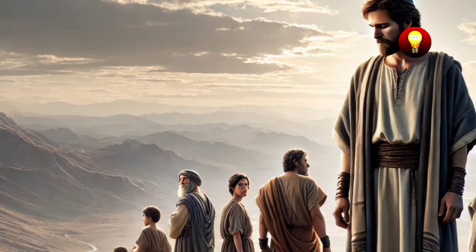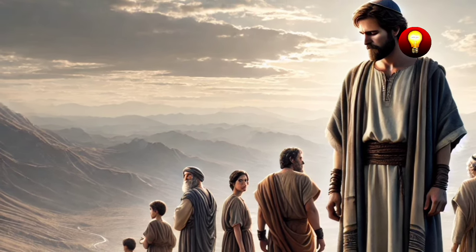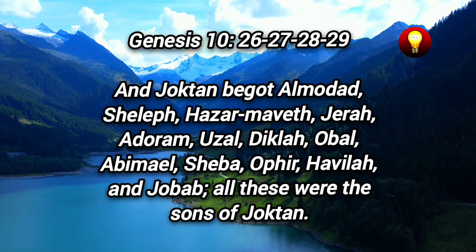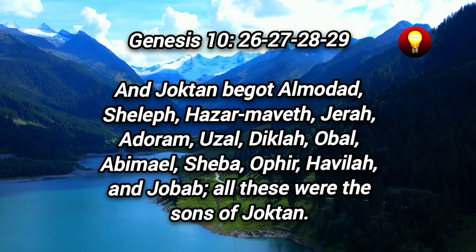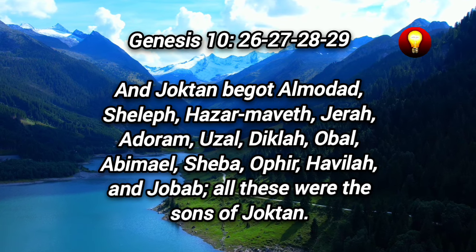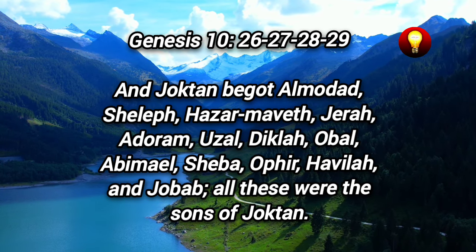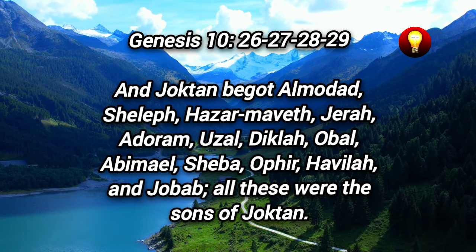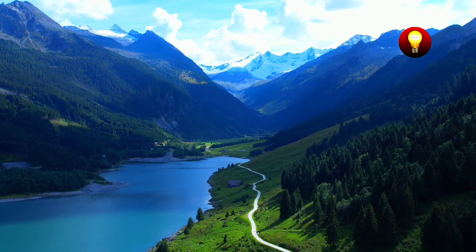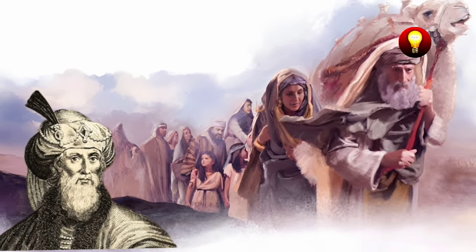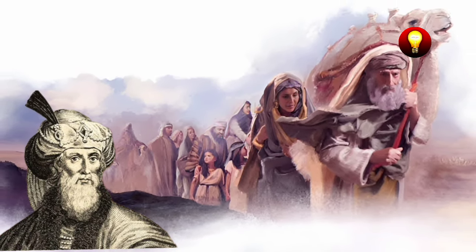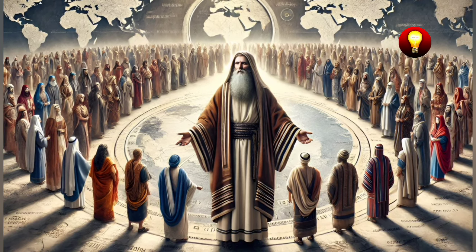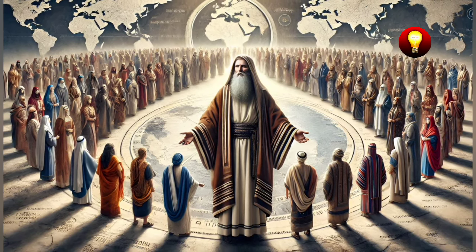Then we have the descendants of Heber's second son, Joktan, who were 13 in total. Let us note what the biblical account says. And Joktan begot Almadad, Sheleph, Hazarmaveth, Jerah, Adoram, Uzal, Dikla, Obal, Abimael, Sheba, Ophir, Havilah, and Jobab. All these were the sons of Joktan. According to Flavius Josephus, the descendants of Joktan are believed to have settled in India. Thus, we see how the sons of Shem dispersed throughout Mesopotamia, Syria, Persia, and even reached India.